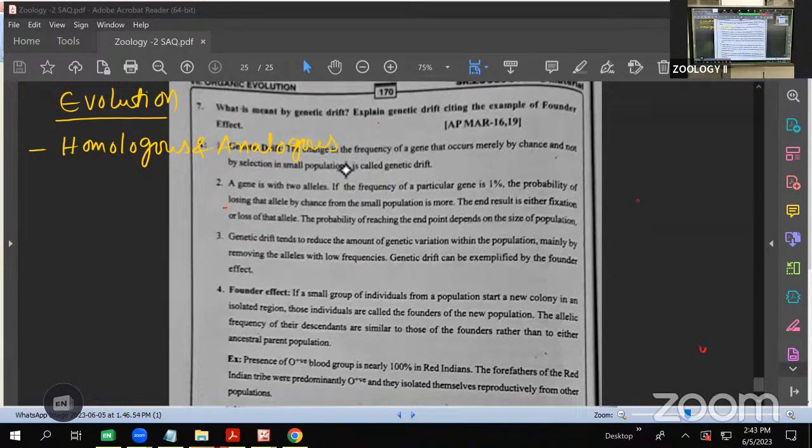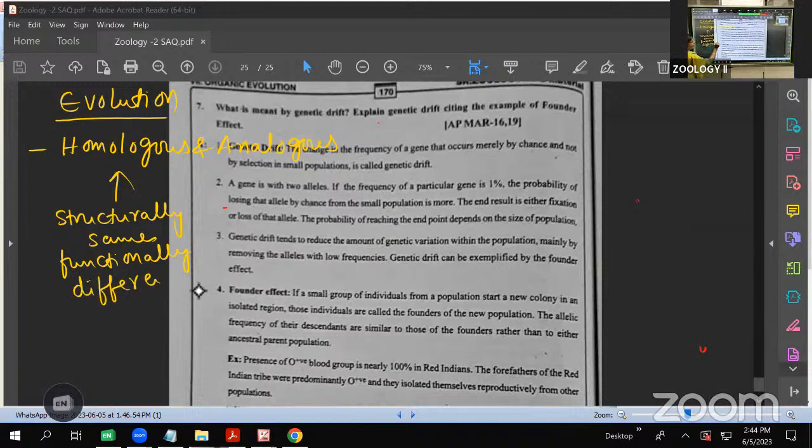organisms. Let me revise this. Homologous organs are structurally the same but functionally different. Which organs are structurally the same and functionally different? Those are called homologous organs. The reverse, functionally the same but with different structure and origin, is called analogous.